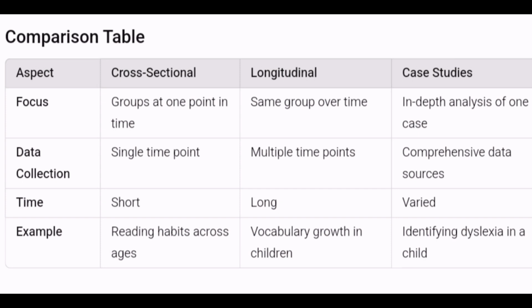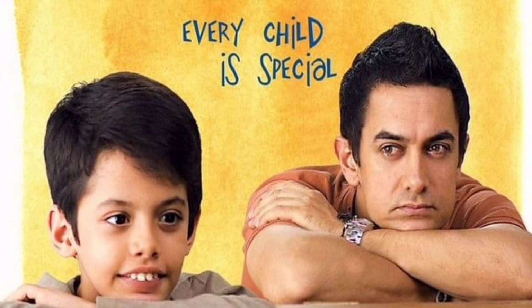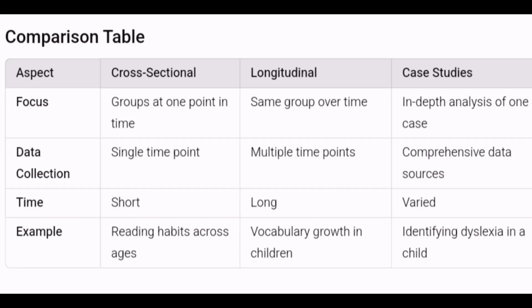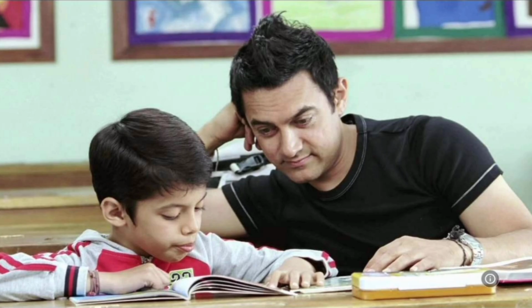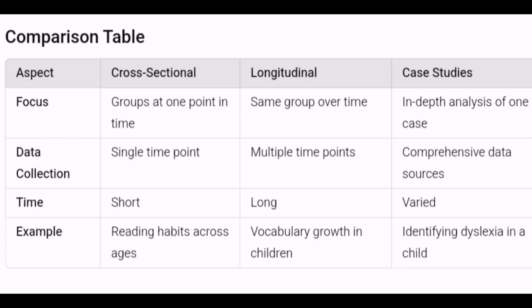Now, when we talk about case study, identifying dyslexia in a child. The best example is the Tare Zameen Par movie, you have seen, no? In that, Ishaan Awasthi is suffering from dyslexia, right? He has a problem in reading, right? You see that he cannot read or he cannot write. He is misplacing B and D, the shape of B and D he is misplacing, right? He doesn't understand how to write B, how to write D. So that is an example of dyslexia.